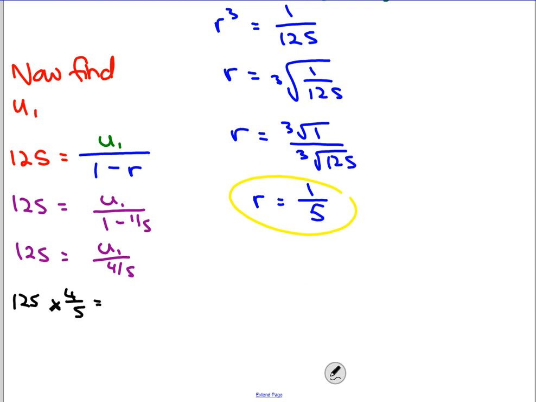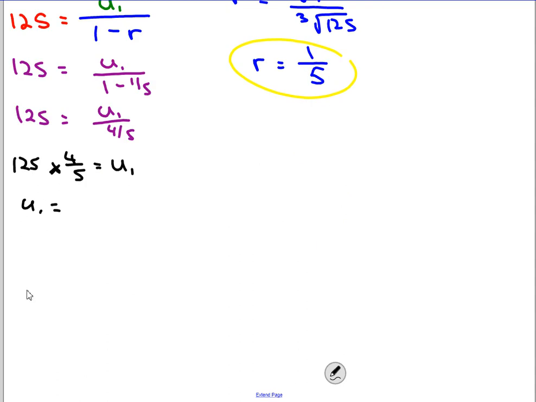U of 1 is 100. You got 100? Yeah, sounds good. So you could do 125 times 4 divided by 5, or you can do 125 divided by 5, which is 25, and then 25 times 4 equals 100. So that was a bit of a tricky one. That's why I saved that one till the end.